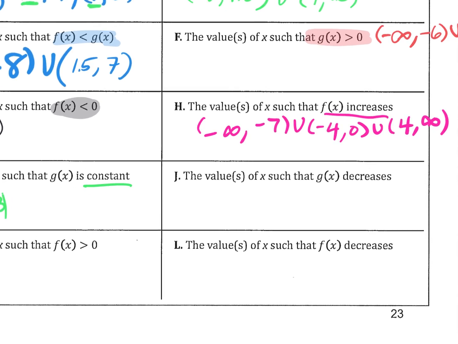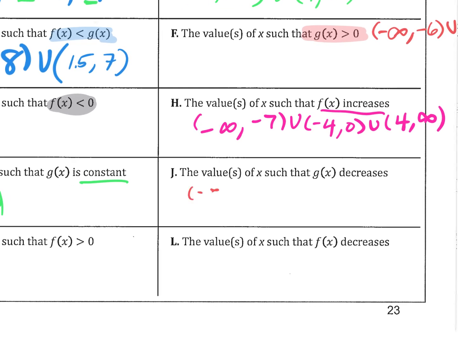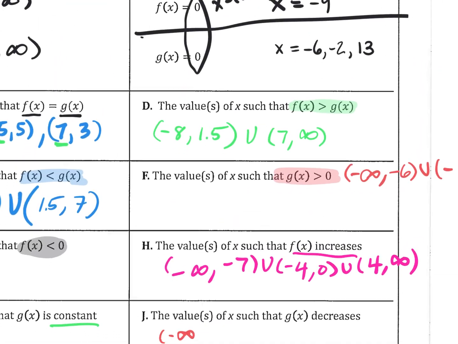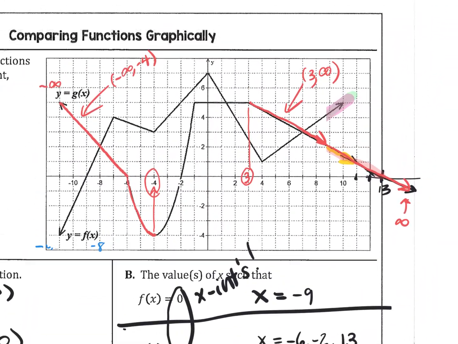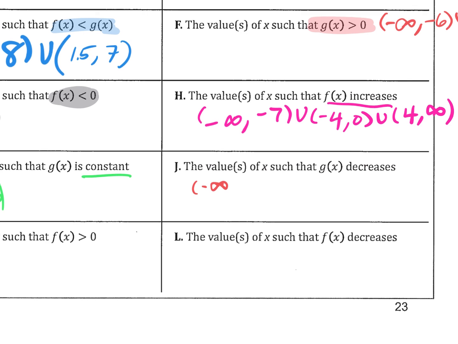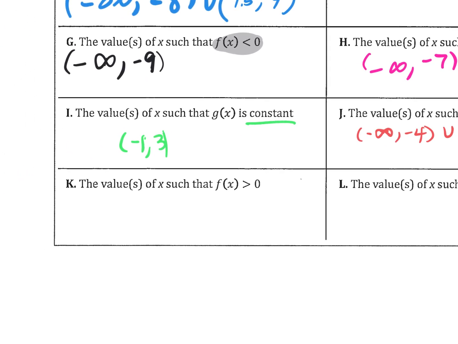So this is negative infinity to negative 4, and then 3 to infinity. All right. f of x is greater than 0. What is it asking for f of x to be greater than 0? Where is the f function above what? Above the x-axis, greater than 0.